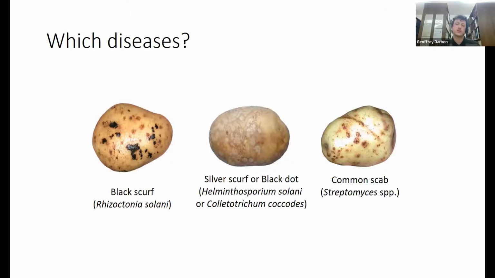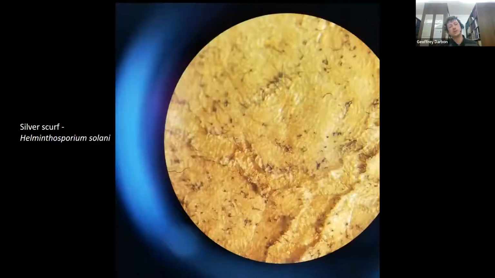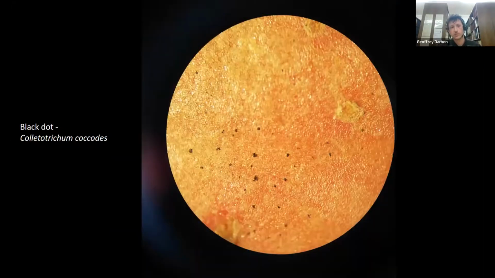So we are still producing data on this with the binocular. Here are the spore producing structures from the silver scurf, and you see that it can't easily be differentiated from black dot, which, as the name suggests, produces a black dot on the surface. It seems obvious under the binocular, but you cannot see it with the naked eye. So what I will present today is only a mix of these results: silver scurf associated symptoms, both of these pathogens together.